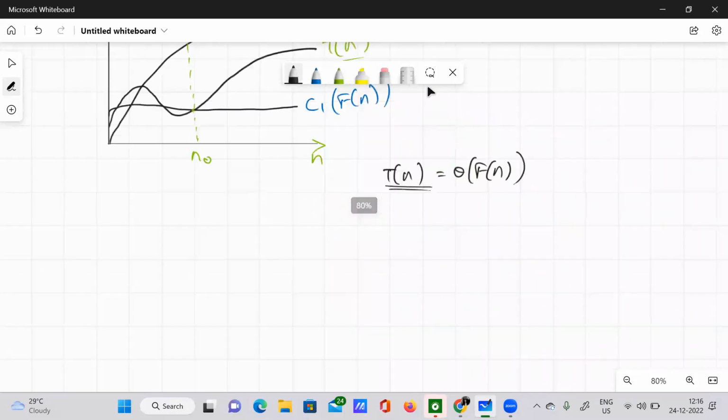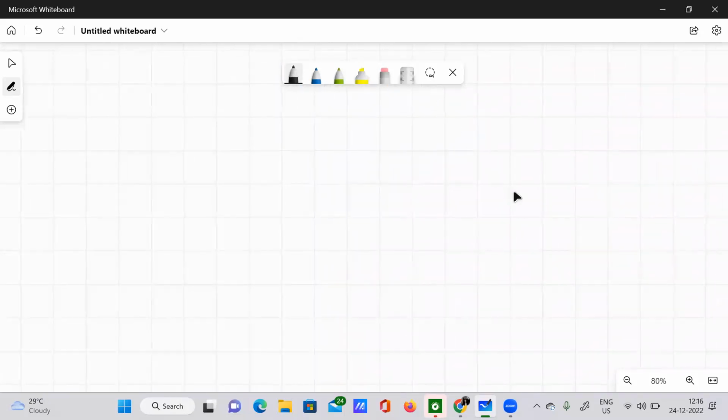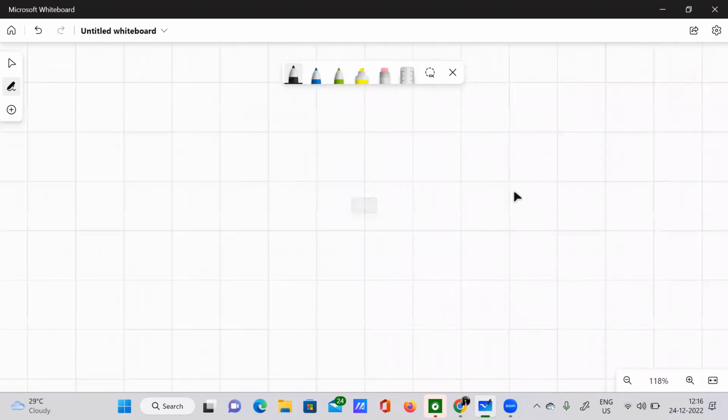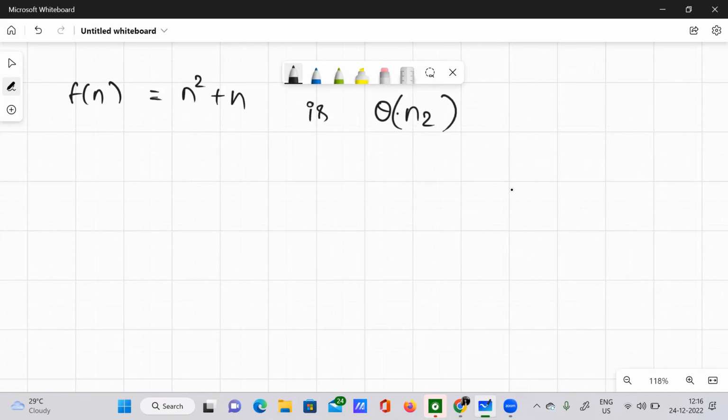Let's have a look at another way of explaining things. Let's imagine f of n is equal to n square plus n, and this entire equation is considered theta of n square. Just imagine like this. And we need to identify the constants. What are my constants here? c1, c2, and n0. We need to identify these constants in our equation.